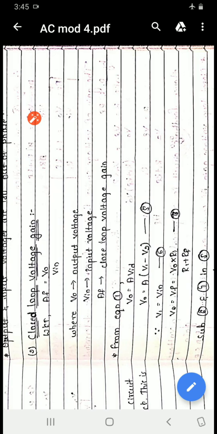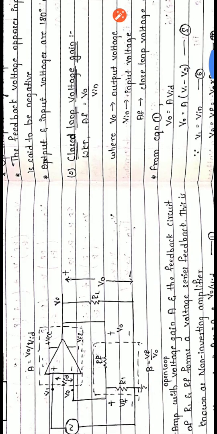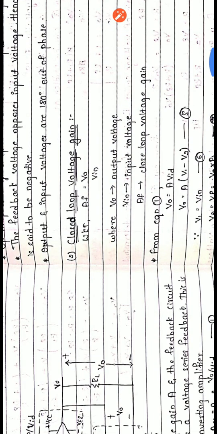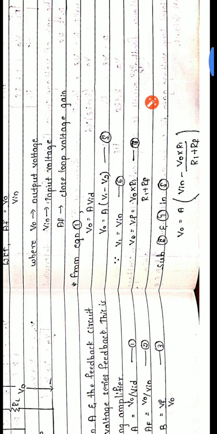We know that for the closed loop voltage gain from this circuit, V0 by Vin, that is AF, where AF is nothing but the closed loop voltage gain, from equation 2. Where V0 is the output voltage, Vin is the input voltage, AF is the closed loop voltage gain. From equation 1, A equals V0 by Vid, can be written as V0 equals A into Vid, right?